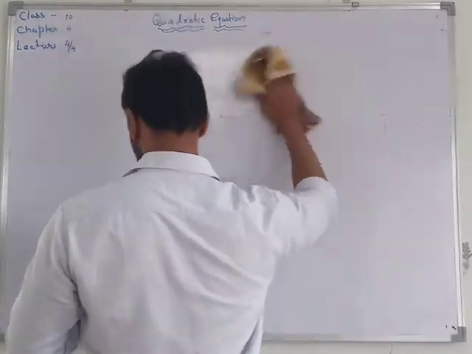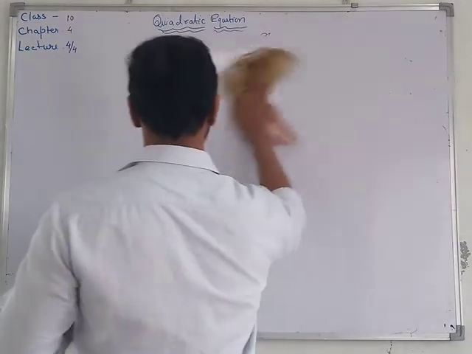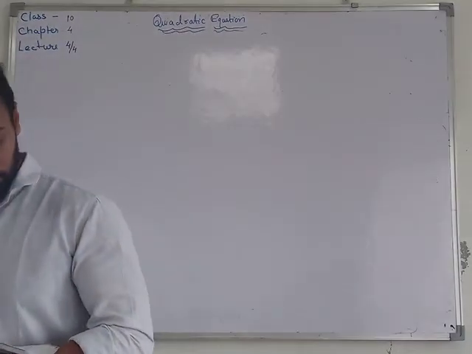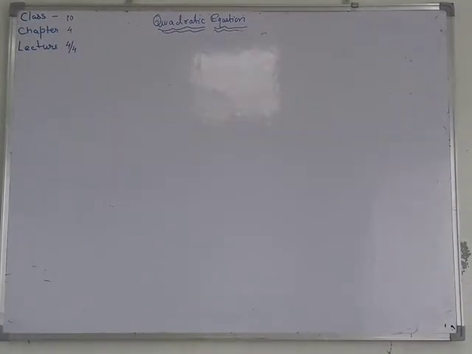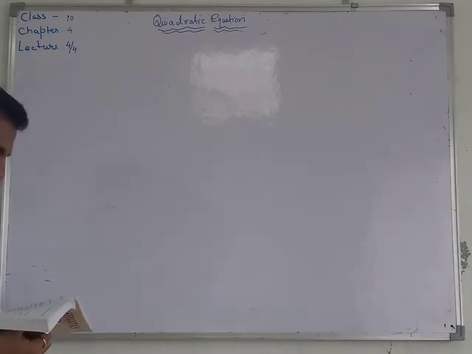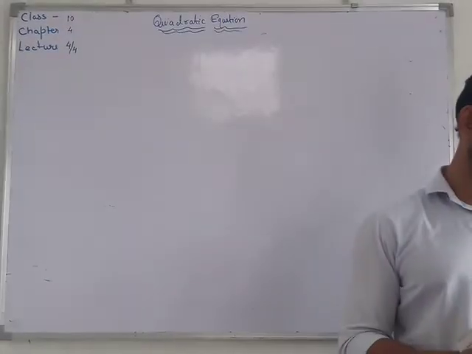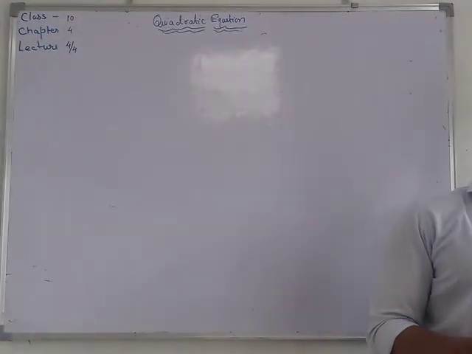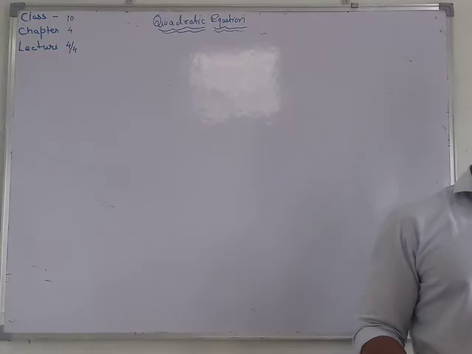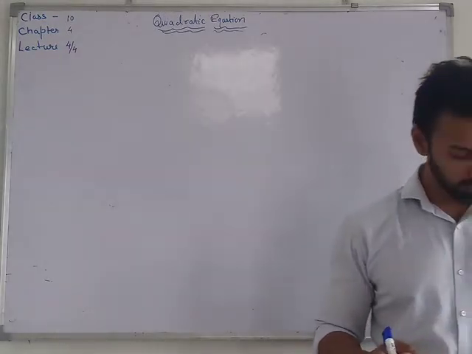Question says that a train travels 360 km at a uniform speed. If the speed had been 5 km per hour more, it would have taken 1 hour less for the same journey. Find the speed of the train.